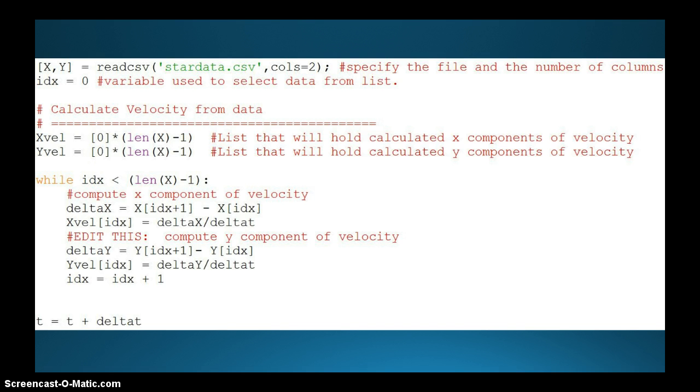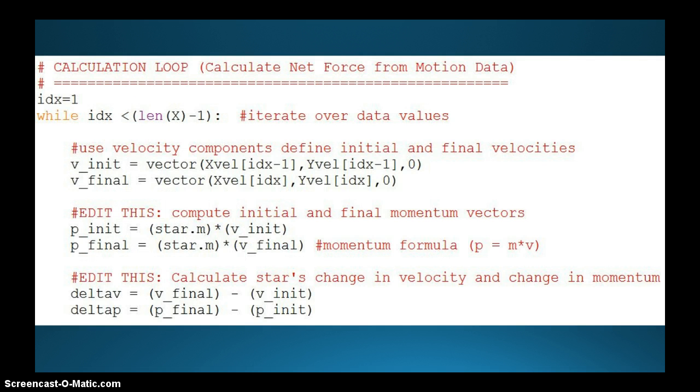The first while loop in the code is to compute the x and y components of velocity for how the star moves around the black hole. The second while loop iterates over the entirety of the data values in the .csv file. The initial and final momentums are calculated by the lines indicating v init and v final, the initial and final velocities, using the momentum principle at p equals m delta v. Delta v and delta p are obviously the final minus initial values of each respectively.